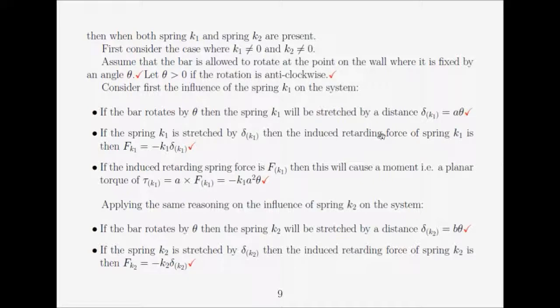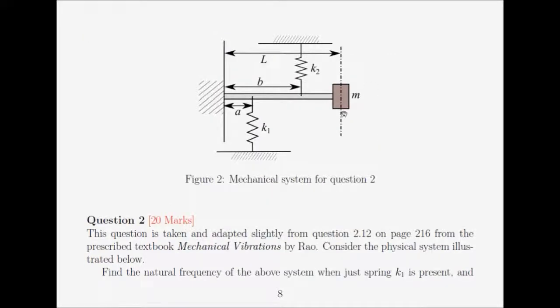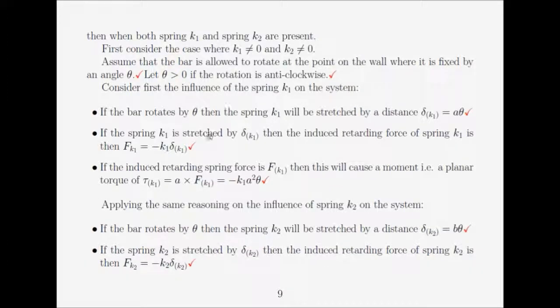I'm assuming theta is positive. Therefore, this is going to stretch the spring in an upwards direction. The retarding force would be in the opposite direction. The force times the distance will give me a moment, or torque. So the torque is R times F, the moment arm times the force. That would give you minus K1 A squared theta.